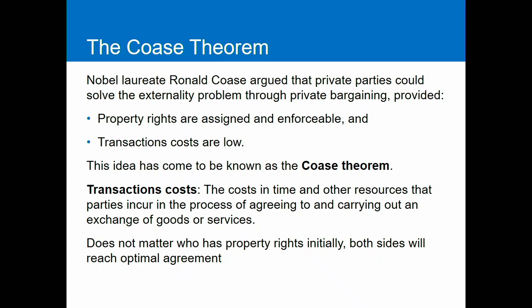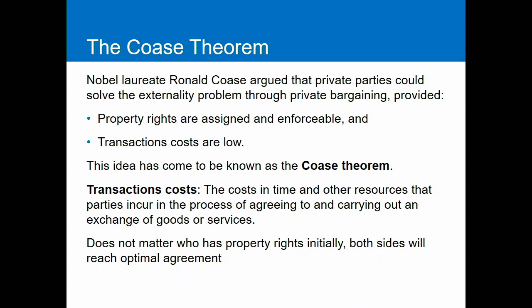And he said that this is possible provided that private property rights are assigned and enforceable and the transaction costs are low. This idea is known as the Coase theorem: that people can bargain with each other to reduce these externalities and make themselves better off.